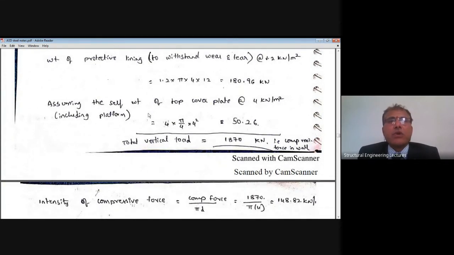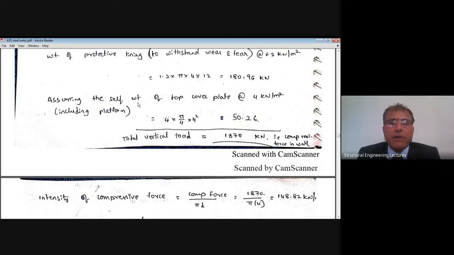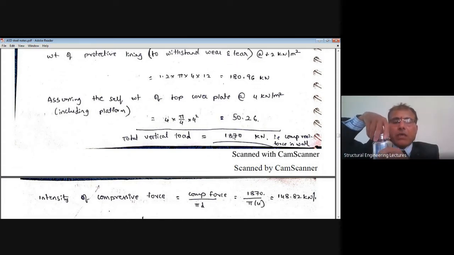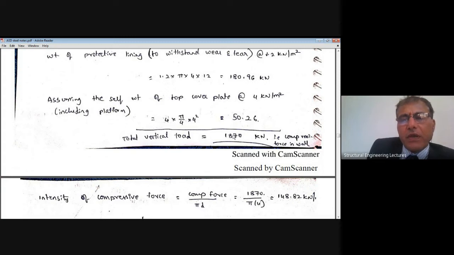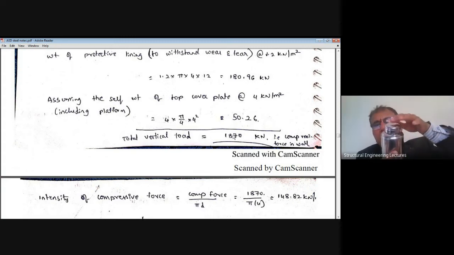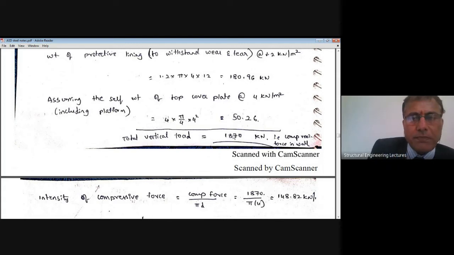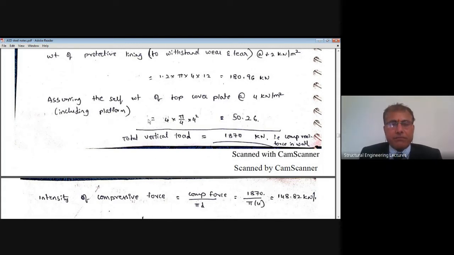And also I'll assume the self-weight of the top cover plate, because I need to provide a cover plate at the top, so that no other unwanted material falls in the bin, right? For which it is intended, right? Therefore, now the self-weight of the top cover plate is assumed at the rate of 4 kilonewton per meter square, including the platform, for checking purpose, right? Therefore, this 4 kilonewton per meter square multiplied by area pi by 4 d square, which is equal to 50.26.